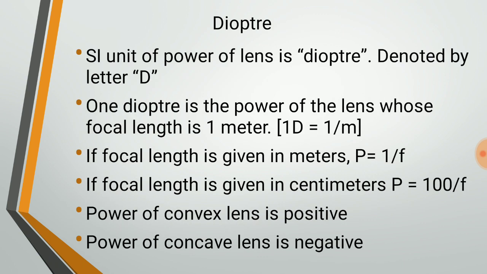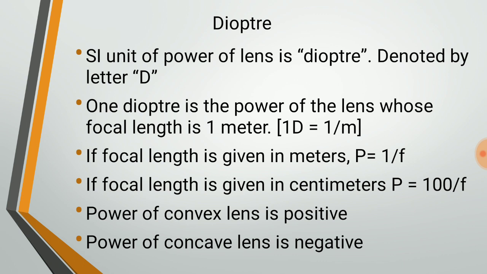These are the most important and most frequently asked points, and you are supposed to remember them while working out your problems also. So, all these 6 points are very important. The SI unit of power is denoted by the capital letter D, and the SI unit of power is called diopter. 1 diopter is the power of the lens whose focal length is 1 meter. So, 1 D is equal to 1 per meter.